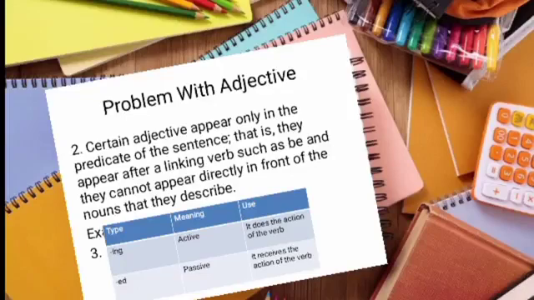In use predicate adjective correctly, you know that certain adjectives appear only in the predicate of the sentence. That is, they appear after a linking verb such as be, and they cannot appear directly in front of the nouns that they describe. A predicate adjective is one of many different types of adjective. Basically, predicate adjectives modify the subject of the sentence.